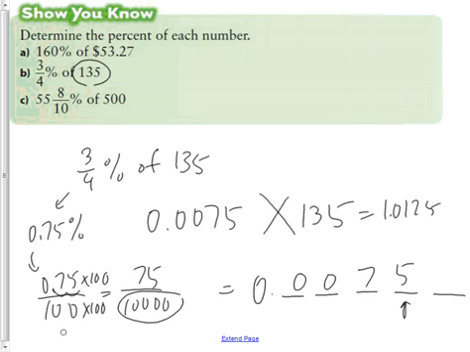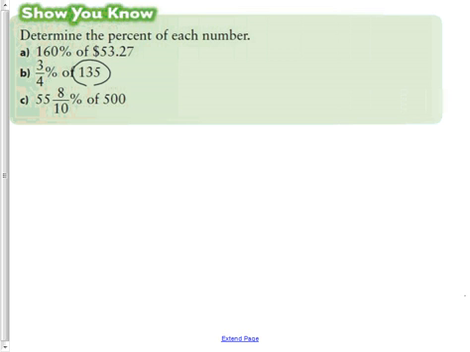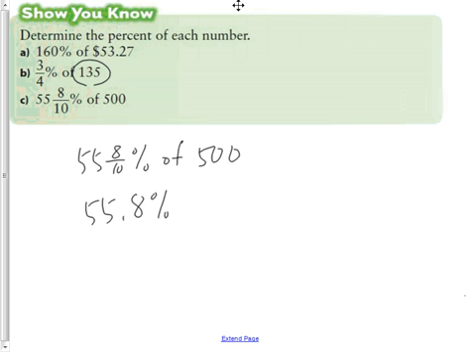And the last question in the show is what is 55 8/10% of 500? So again, I want to make sure that this is written first as a decimal. So 55 8/10% would be 55 and 8/10%. That would be as a decimal. I'm going to just quickly show you my pattern of thinking.